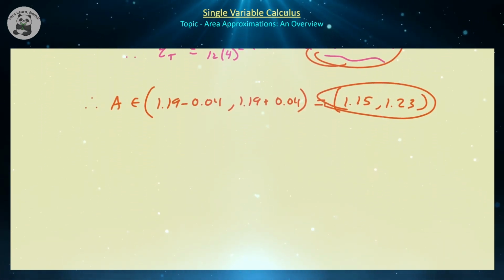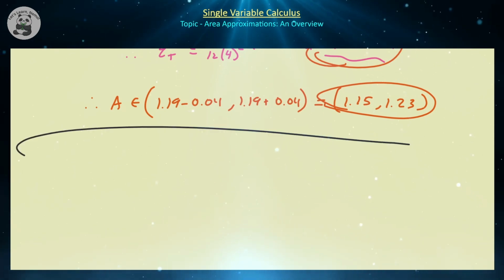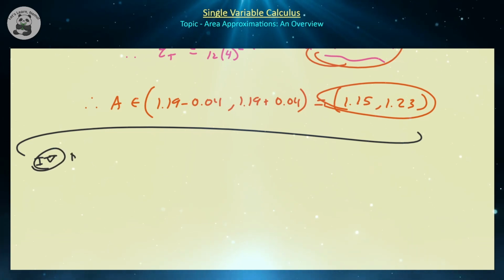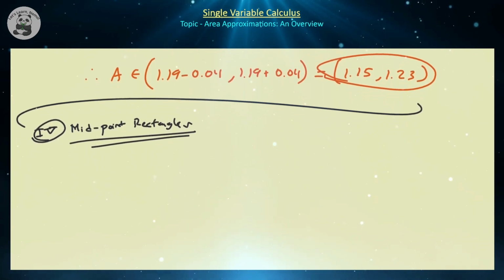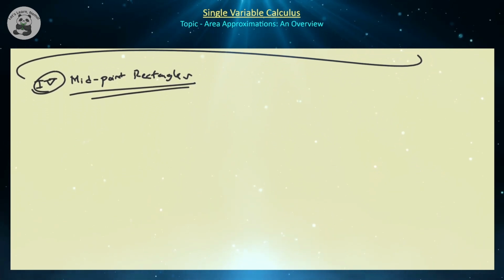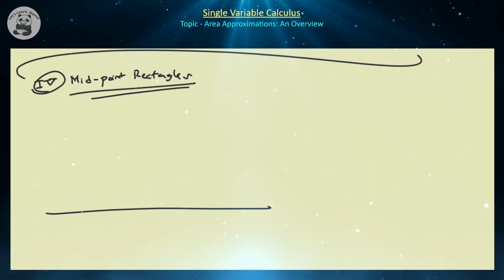So there's another approximation that we could use, and that's what we call midpoint rectangles. So we're back to rectangles again. You're like, oh, I was liking trapezoids. So what do midpoint rectangles look like?